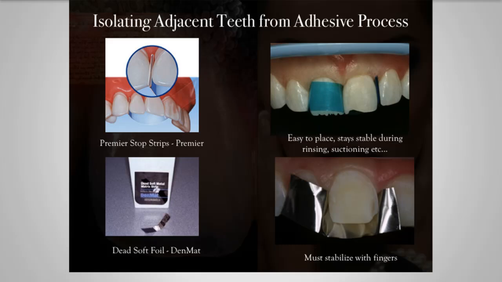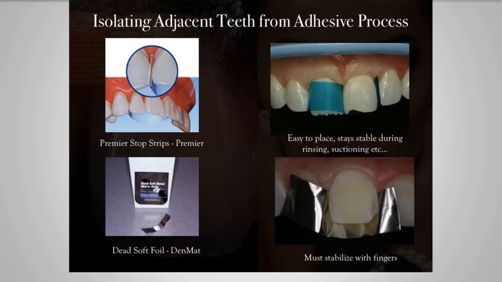One of the key things in bonding is you want to etch and bond and do your adhesive procedure without getting any kind of etching and bonding on the adjacent tooth. That strategy is obviously there for good reason. We typically used to like the dead soft foil because it had no memory. I could press it against the teeth and it wouldn't stick straight out and get in our way.